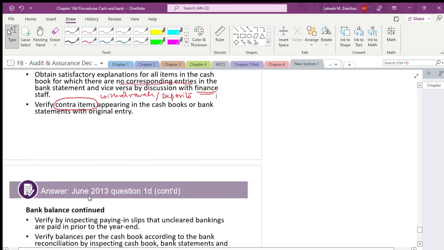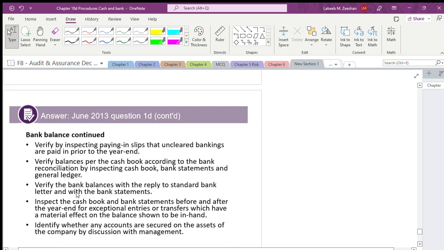Fine. Now, what are they talking about subsequently? 7 points. They have mentioned so many things and summarized all of them. That's all. Is it right? Verify the paying slips that are uncleared, or that have not been recorded, at year end. Verify the balances as per the cash book and the bank reconciliation.